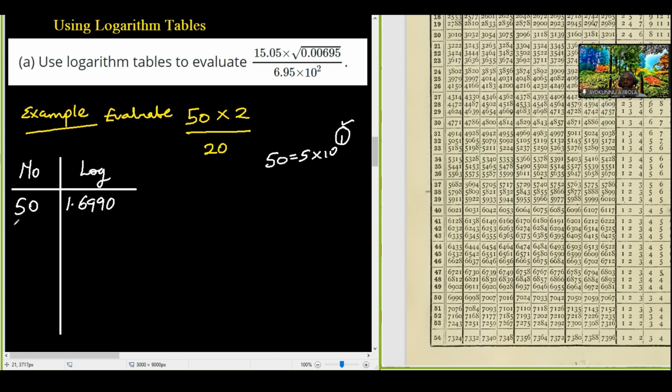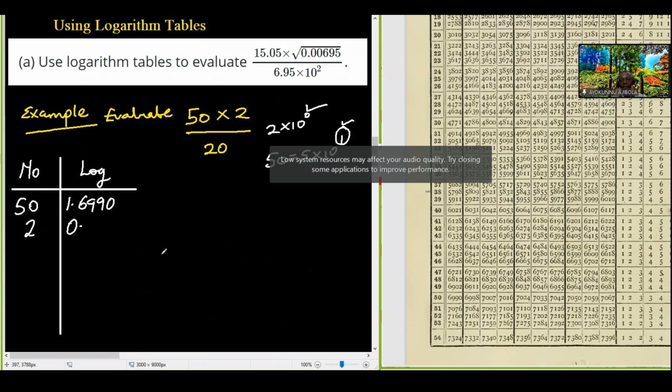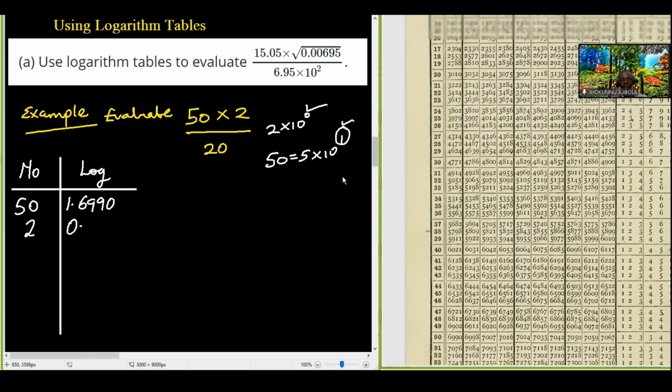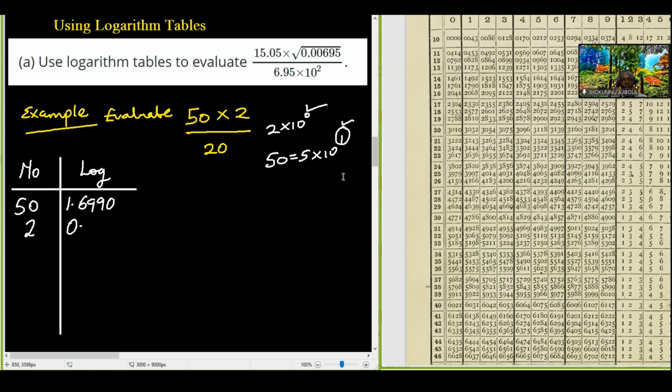Yes, sir. So I'm going to write 2. Then the character for 2 will be 0. Why will it be 0? If I change 2 to standard form, that will be 2 times 10 raised to power 0. And 10 raised to power 0 is 1, so 1 times 2 is still 2. So the character for this one is 0, because that's the power. Is that clear? Yes, sir. So now, if you check your logarithm table, you will not see 2. It starts from 10. Okay?